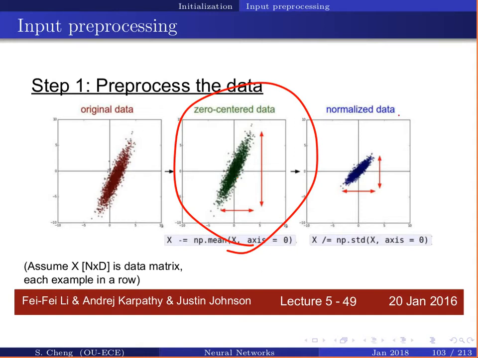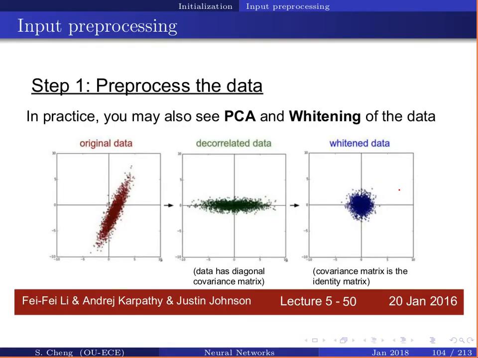Sometimes you can also normalize the data a bit. You can scale it back. For example, here, this axis and this axis have different variance. Maybe we can scale this by dividing by its standard deviation, and divide this dimension by its standard deviation, and so on.